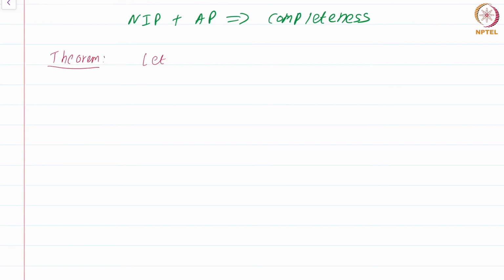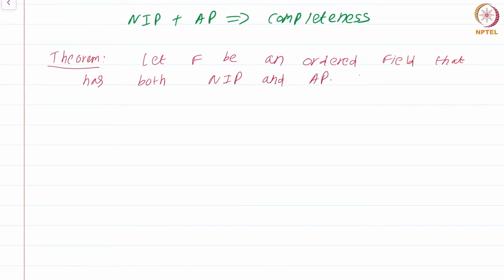Let F be an ordered field that has both nested intervals property and Archimedean property. Then F is complete.